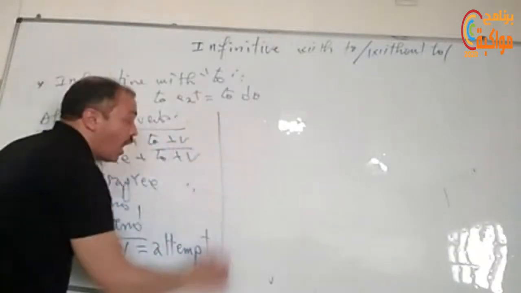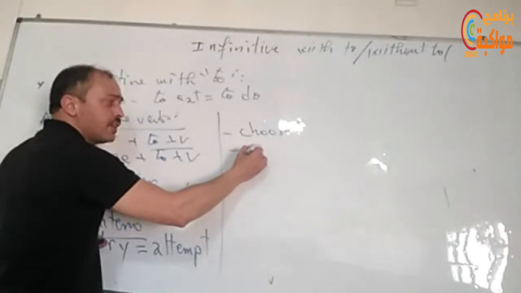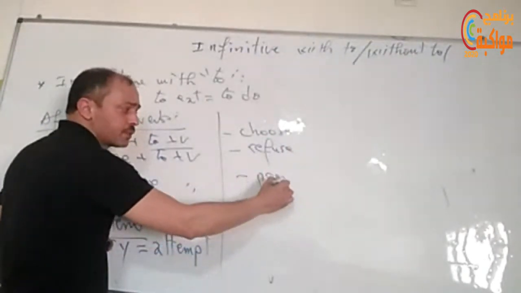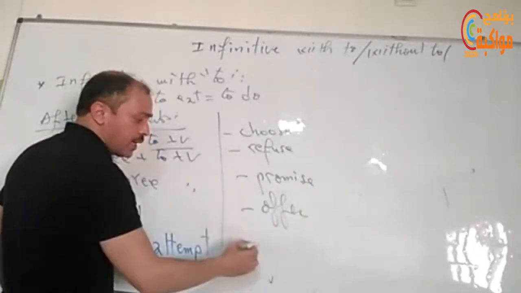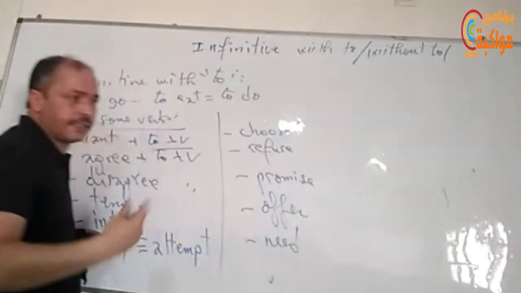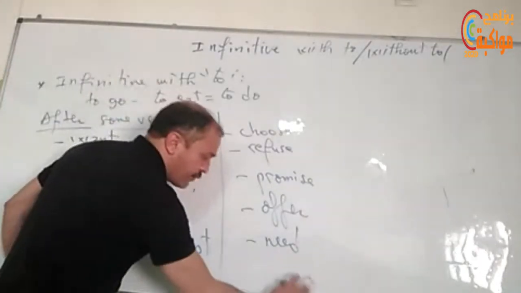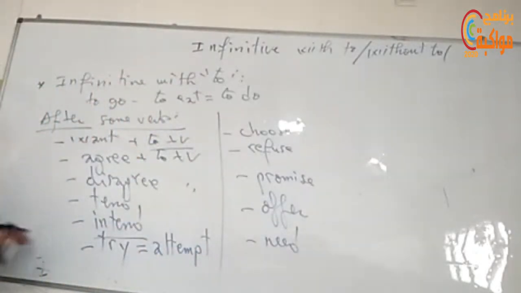Attempt, okay. You can see here, choose, refuse, okay. Promise, right? Offer. Need, right? I need to do something, right? I offer to do something. I promise to do something. So, of course, we may encounter other verbs that are followed by to, but I think that these are the most common ones, right? So I repeat.